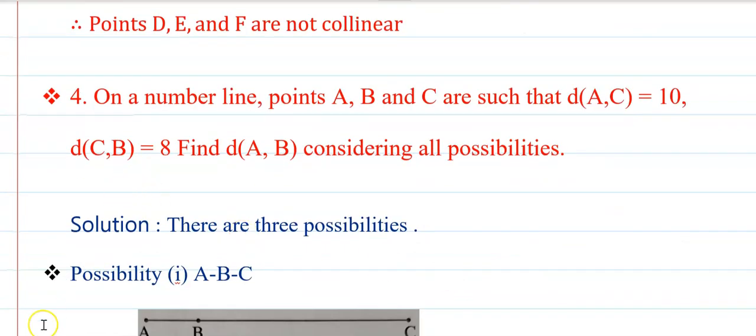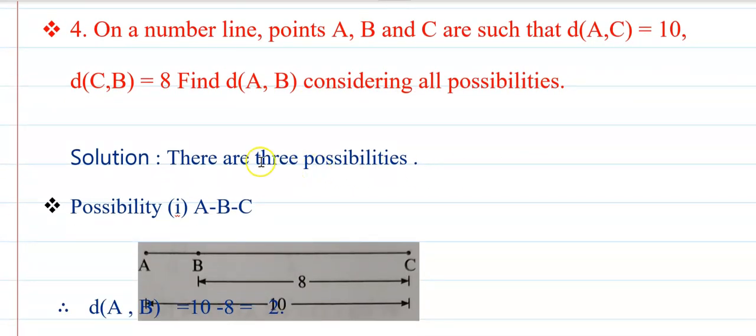Now the next question, question number 4. On a number line, points A, B and C are such that distance AC is equal to 10, distance CB is equal to 8. Find the distance AB considering all possibilities.